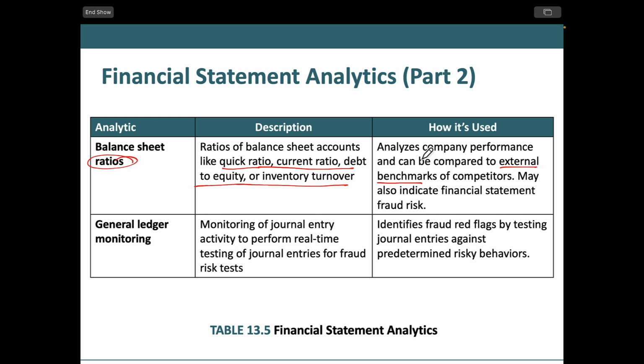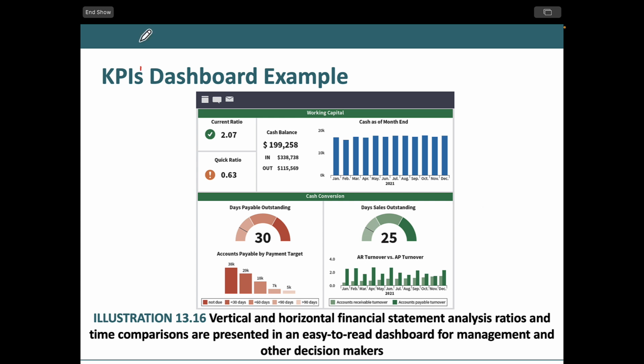Then we might do some general ledger monitoring. Here we are looking at journal entry activity and really performing real-time testing of those journal entries, again, to look for possibly some fraud risk. This helps us see some fraud red flags, and then we can test these journal entries against what we can consider predetermined risky behaviors. And then we have KPIs, key performance indicators, and we usually portray these in some type of dashboard.